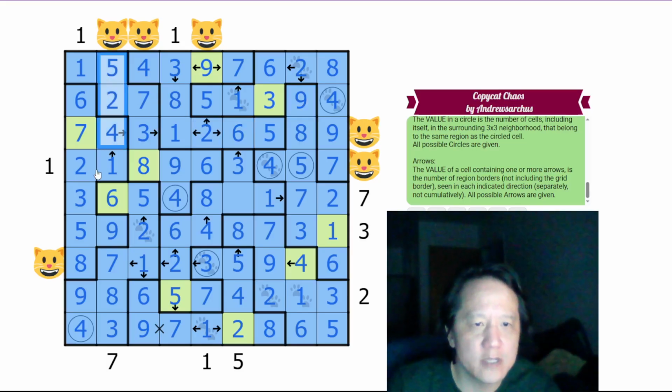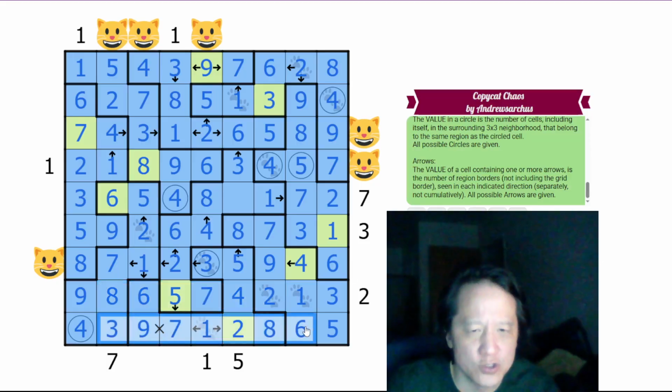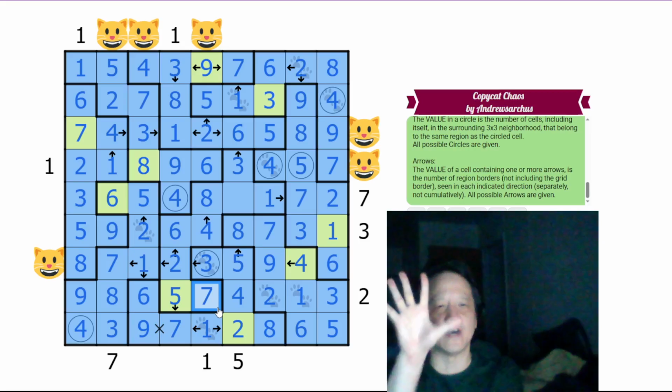I guess, yeah, we can count how many borders are in each row and column, and that's the most you can have. So 2, 1, 2, 3, 4, 5. 1, 2, 3, 4. 1, 2, 3, 4. 1, 2, 3, 4. 1, 2, 3, 4. 1, 2, 3, 4, 5. 1, 2, 3, 4. 1, 2 in rows. So in rows, we have 5 at most.